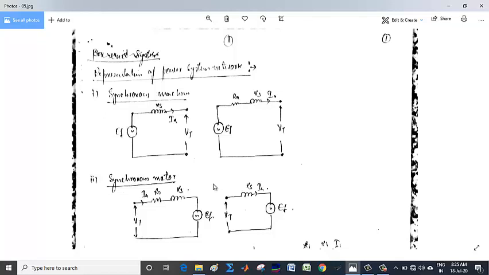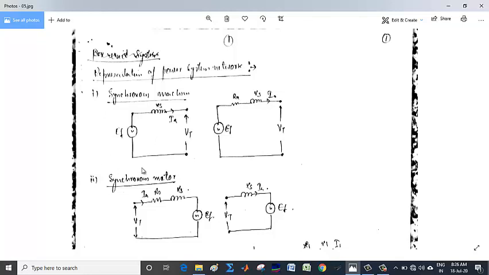So first is the synchronous machine. A synchronous machine is nothing but a synchronous impedance in general behind an excitation EMF. So if we neglect RA, it is a simple XS, synchronous reactance, behind excitation EMF EF. The direction of the current shows that this is the generator, and the current goes out from the EF to the VT. VT is the terminal voltage.